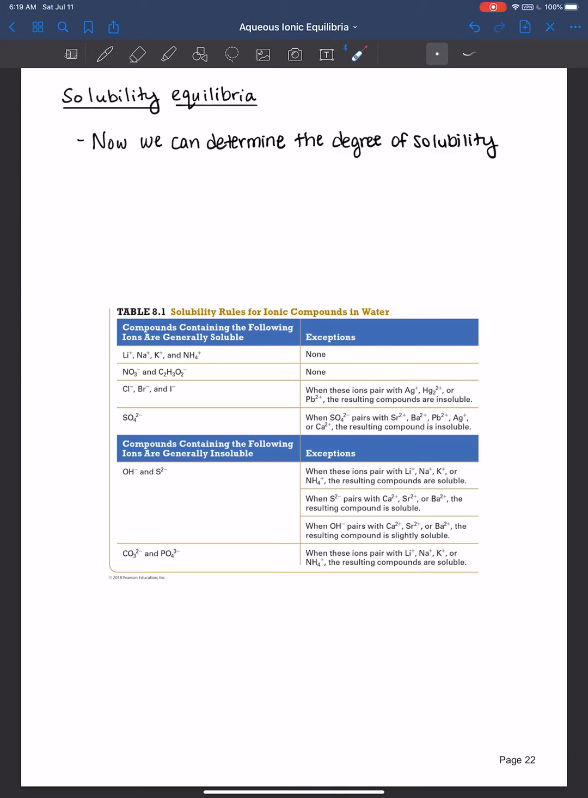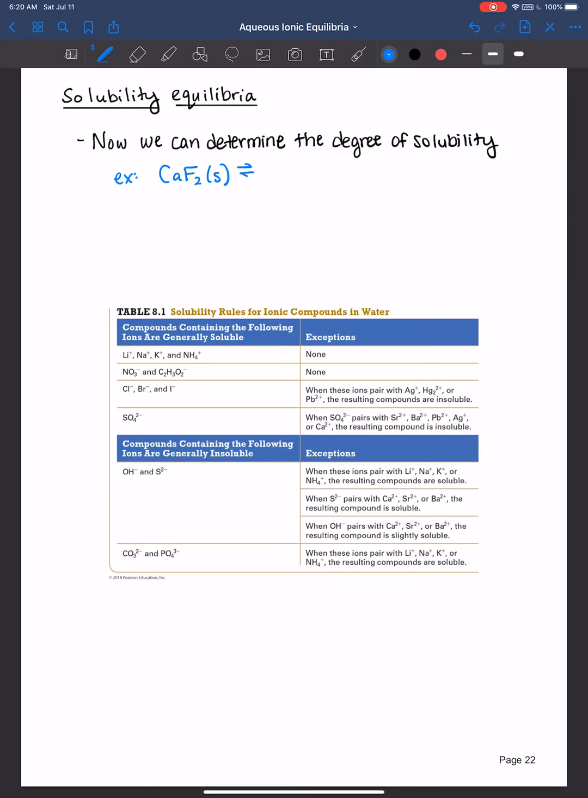So like I said, this is not a very comprehensive list, but it was good enough for first semester general chemistry and the ionic compounds you were working with there. However, now that you have a better understanding of equilibria, yes, you might say that things are insoluble, but it's insoluble to an extent. So let's look at an example here. We have calcium fluoride, which isn't on this list, but would technically be considered insoluble.